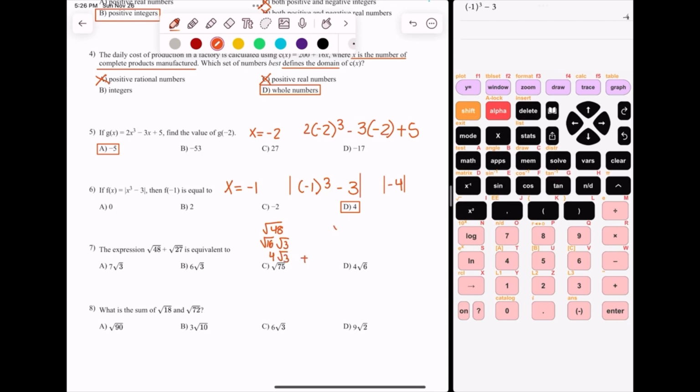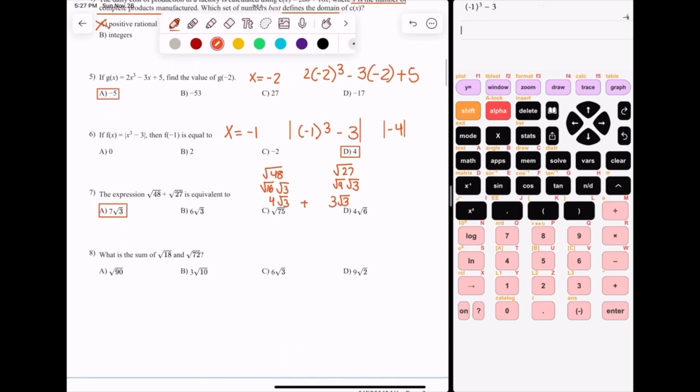Plus square root of 27. Let's break that down into 9 and 3. Square root of 9 becomes 3. Leave square root of 3 alone. Then 4 plus 3 is 7. Leave square root of 3 alone. So our answer would be choice A.